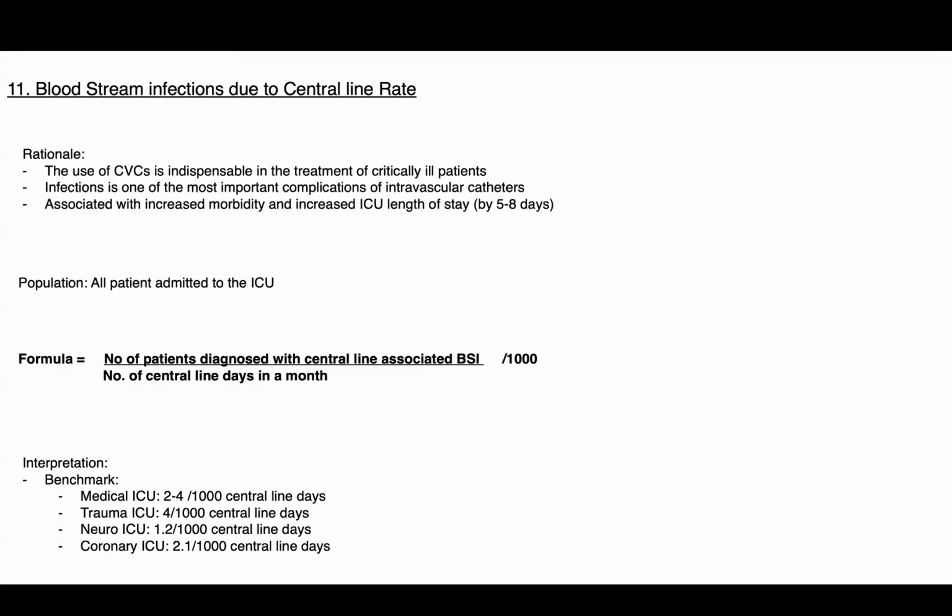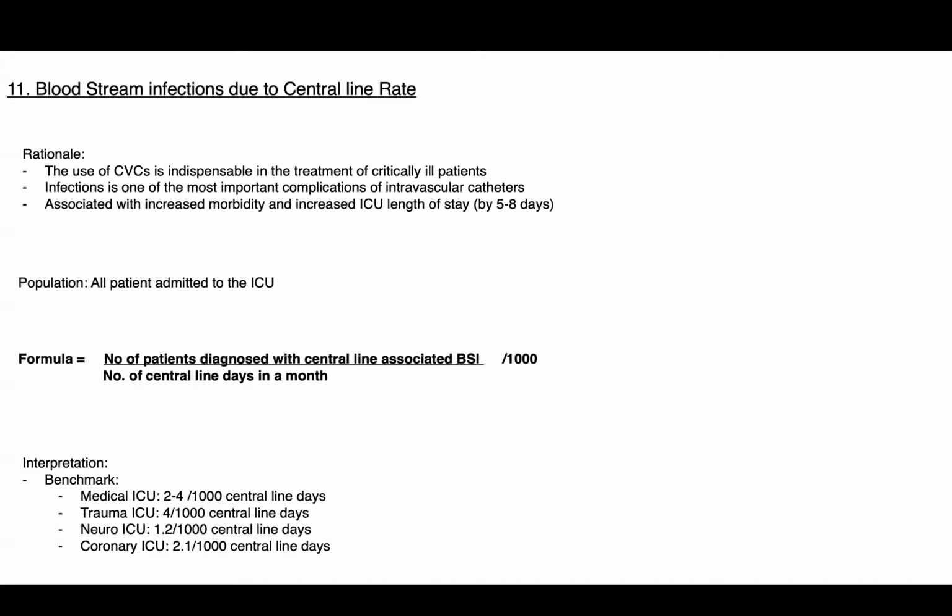So it includes all the patients admitted to the ICU, and the formula goes by the number of patients diagnosed with a central line associated bloodstream infection divided by the number of central line days in a month. Again, this calculation is similar to the ventilator days. So here you need to take the number of patients at 12 a.m., the midnight census when it is being taken. At that time, they usually take the number of patients with the central line in situ.